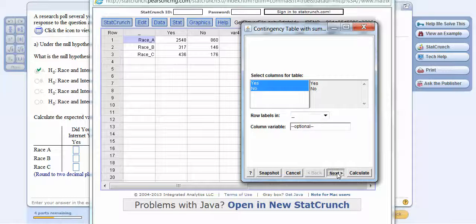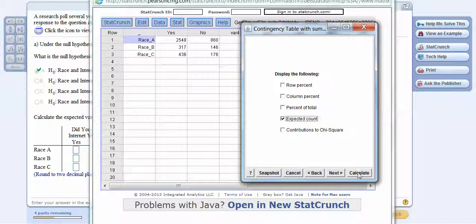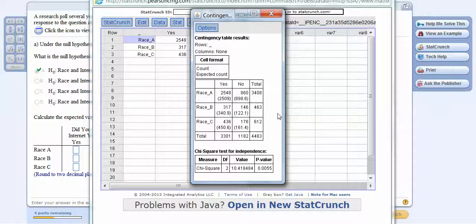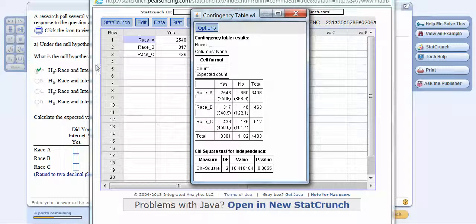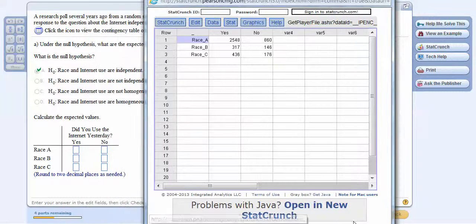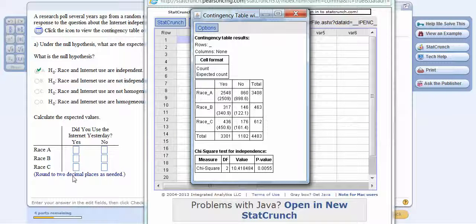And then for instance, now what I want to point out is if we do the expected cell count, which this problem is asking for, if you notice in the instructions for the problem, let me pull this over here, it asks you to round to 2 decimal places, okay? For some reason, StatCrunch is not doing that. It's not giving very many decimals. This number, for instance, does have decimals after it.